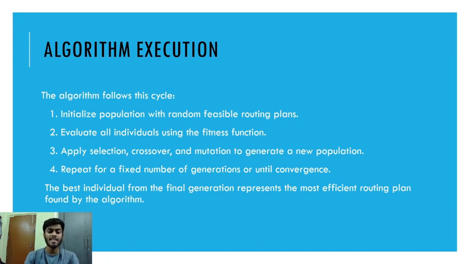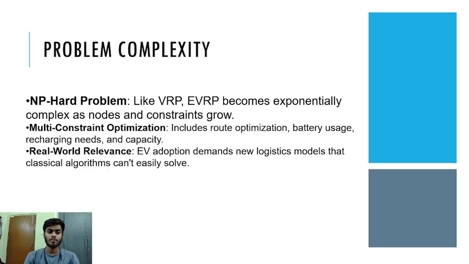Third, it applies selection, crossover, and mutation to generate a new population. Last, repeat for a fixed number of generations until convergence. The best individual from the generation represents the most efficient routing plan found by the algorithm.